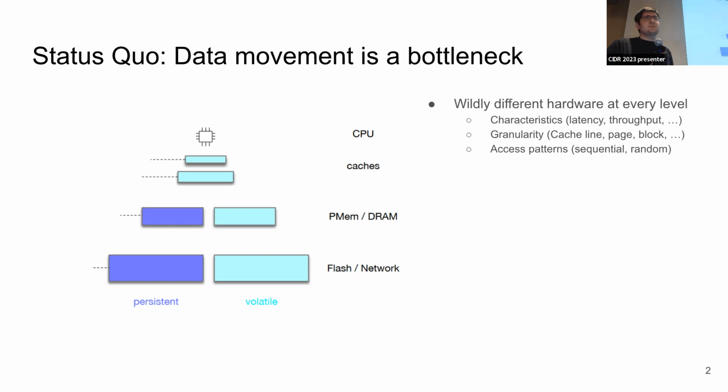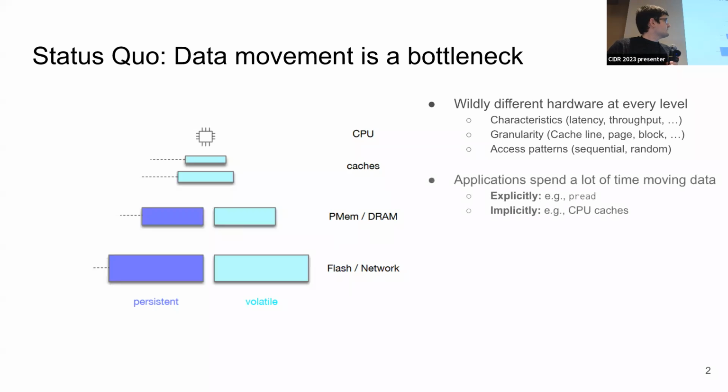And this, of course, is a good thing, because that means you can put the data where it fits best for your workload. But the problem is that this incurs a lot of data movement between those layers. So applications spend a lot of time moving data, and this can either happen explicitly. Example, you issue a p-read syscall and move data from your flash to your DRAM. It could also happen implicitly. For example, your CPU caches implicitly move data from your DRAM into the caches whenever you access that data.